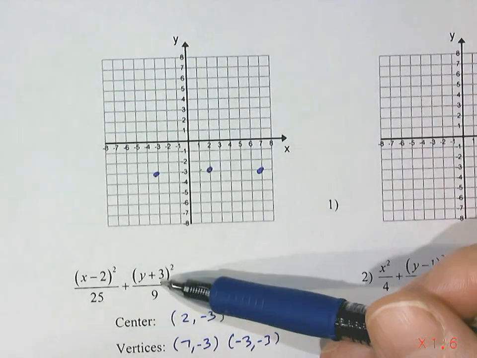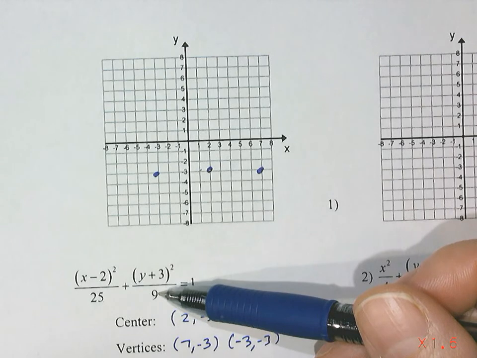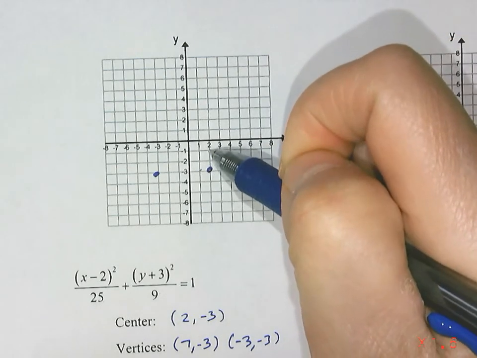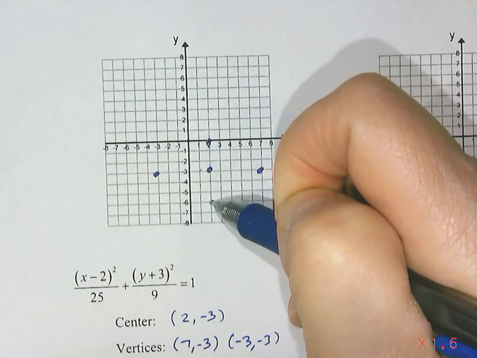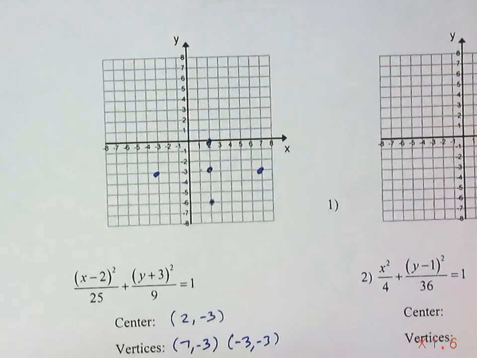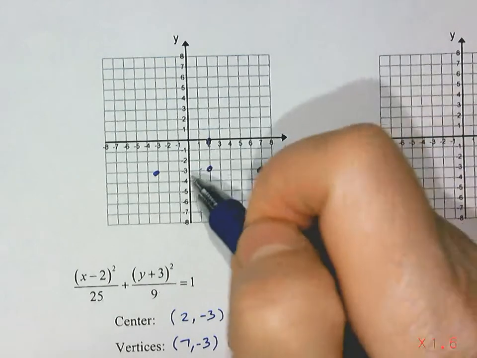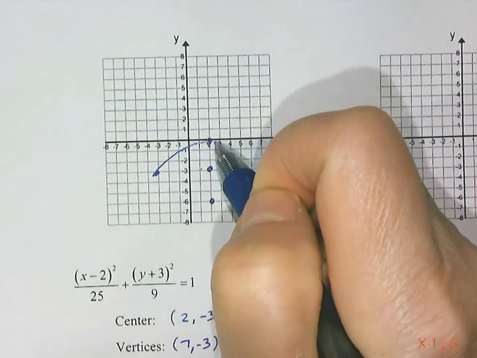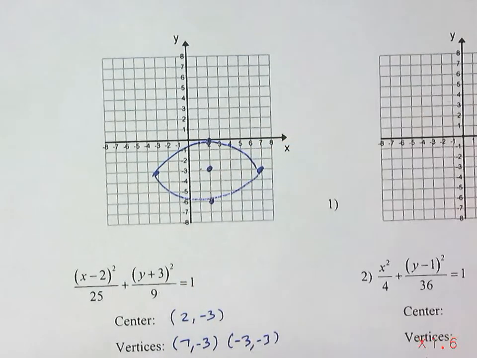Then from the y value, I have to go up and down the square root of 9, which is up and down 3. So I'm going to go up 3, and I'm going to go down 3. I don't need to list these points. They don't have any special meaning. I just put them there to help me draw it. Now I'm going to try and make a smooth curve. And there's my ellipse.